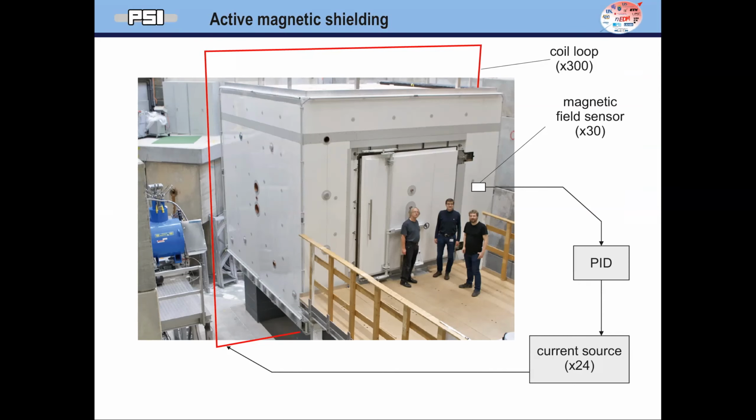Yeah, okay, let's continue. So I was talking about the magnetic field that has to be very, very stable in order to do this experiment. So this shield here consists of mu metal.